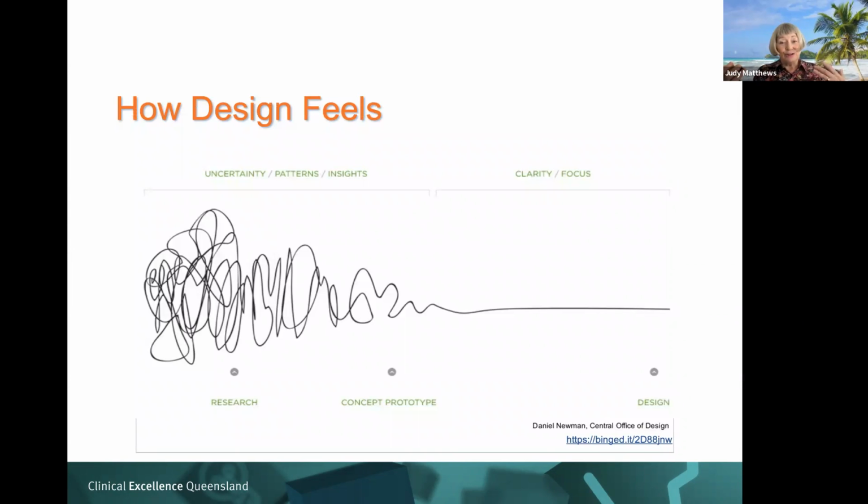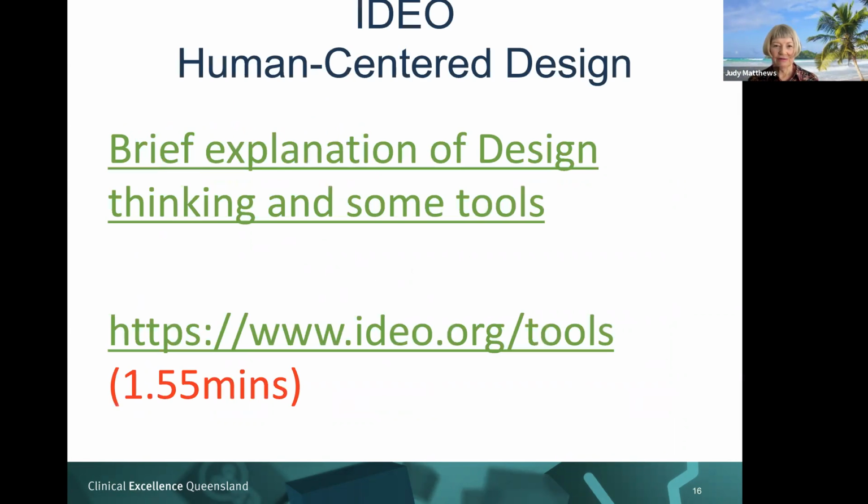Now, having said that, of course, when you're designing, sometimes it really feels like, what am I doing? I'm sort of all over the place. I don't really know what I'm doing or where I am. That's why we need the clarity of focus and to define what it is we're trying to achieve.